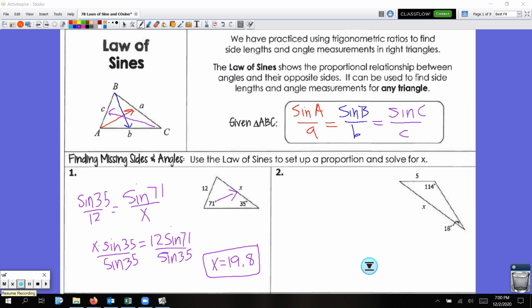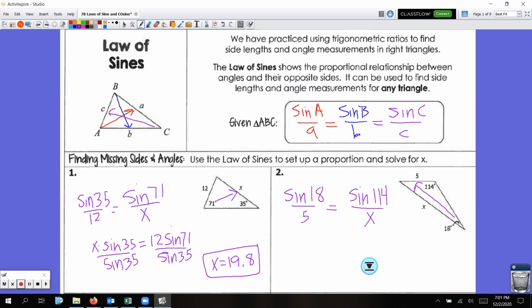All right, let's have a look at example 2, okay? So since we know there is a direct relationship between an angle and the side opposite of it, I want you to look for that right away. When you're trying to find a side, I want you to look for a complete angle and a side opposite of it, right? So sine of 18 over 5, that would be your first ratio, because that's the sine of the angle over the side opposite of it, is proportional to sine of the other angle, so sine of 114 over x.